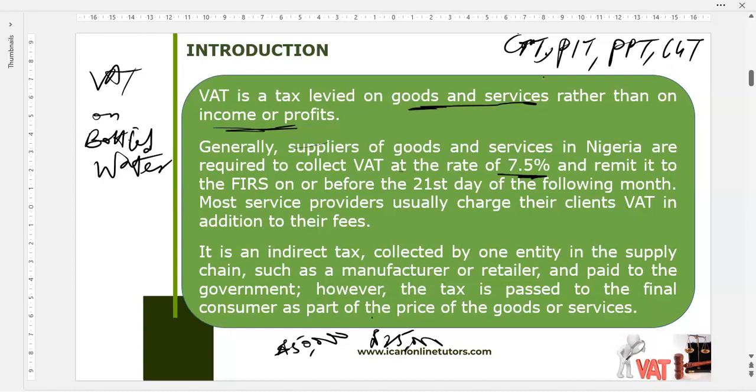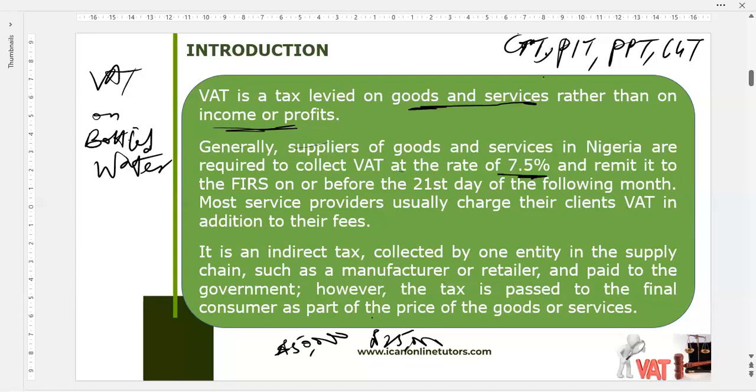They must remit this to the FIRS on or before the 21st day of the following month. Most service providers usually charge their clients VAT in addition to their services. If you are working as a professional, say a lawyer or consultant, you will always charge VAT. If you are working in a company as an accountant, you must have seen an invoice from your vendor, lawyer, auditors, consultants, tax practitioner, and the likes. After their professional fee, you also see value added tax at 7.5%.